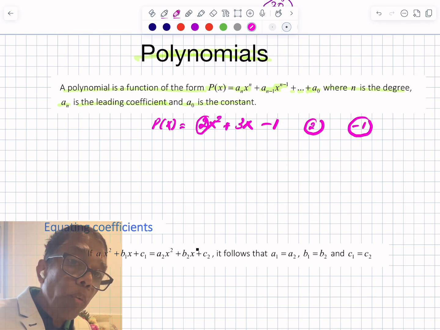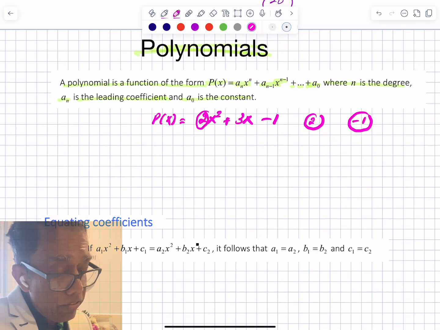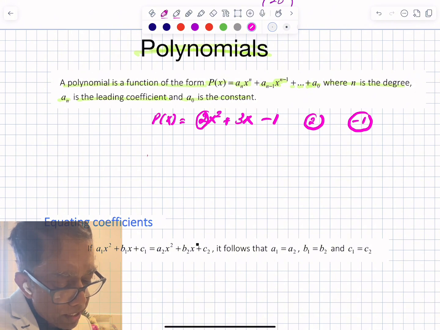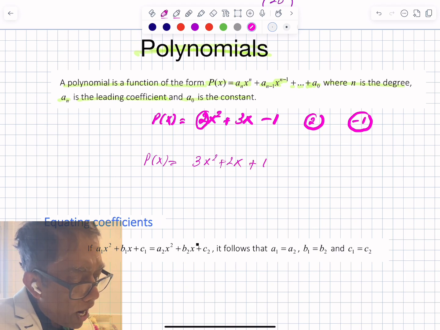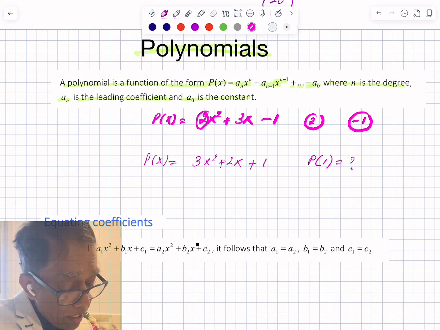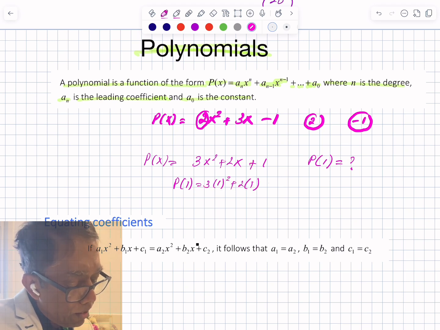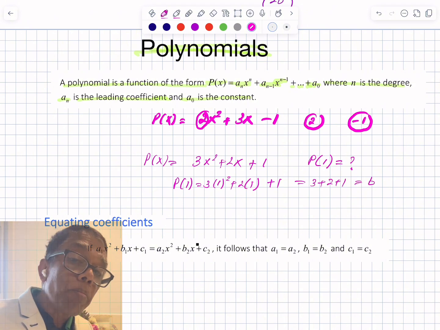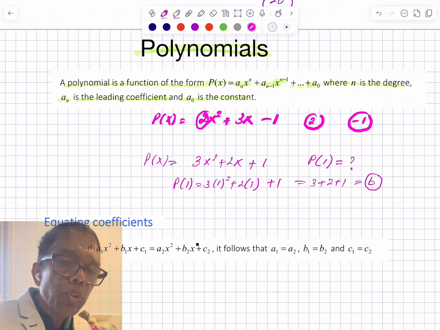Let's see what the polynomial value is. If the polynomial p(x) is given as 3x squared plus 2x plus 1, what is p(1)? p(1) is the value when x is equal to 1. That is, p(1) can be written as 3 times 1 squared plus 2 times 1 plus 1. What is it? 3 plus 2 plus 1. It is 6. This is the polynomial value when x is equal to 1.